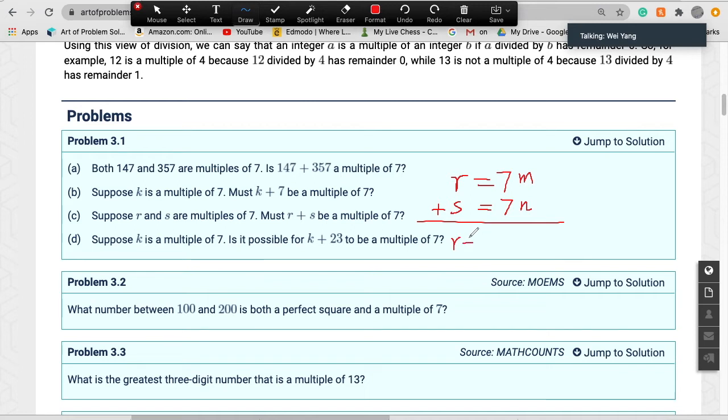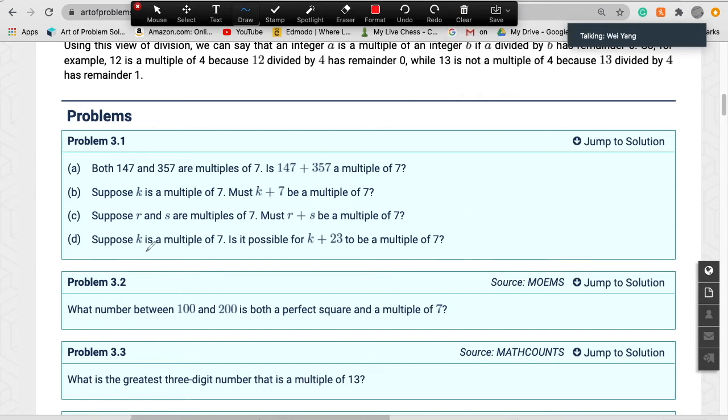Then we add these equations together. The left side will be R plus S. The right side will be 7M plus 7N, right? So when we take the common factor 7 out, we get 7 times parentheses M plus N. By the definition, if a number equals 7 times another integer, then this number is a multiple of 7. So R plus S is a multiple of 7 because M plus N is another integer. So we proved R plus S is a multiple of 7.